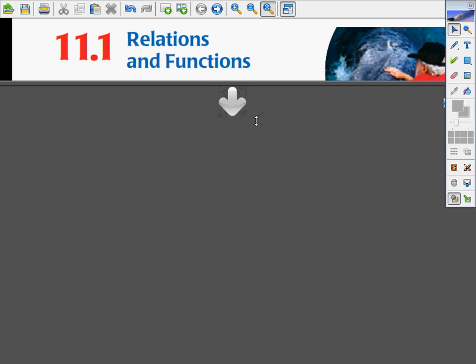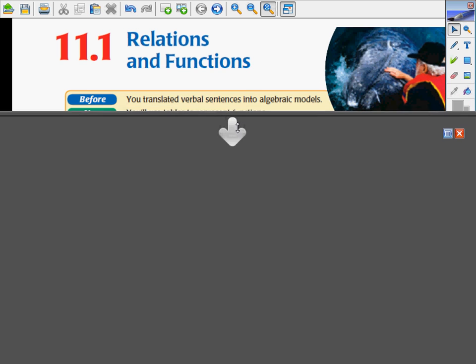Welcome to your first flipped lesson. This is lesson 11.1, and this chapter deals with relations and functions. So first I'm going to define what the difference is between a relation and a function.